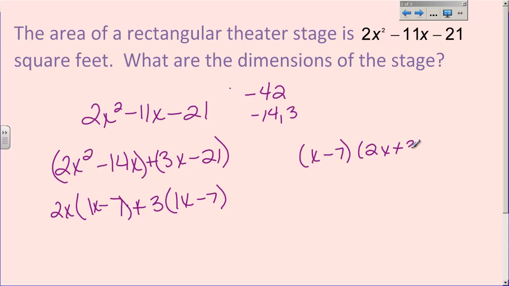Now, without actually seeing the picture or giving more information, I don't know which of these is the length and which one's the width, but I do know that the dimensions of this stage are x minus 7 and 2x plus 3. So if I were to draw the stage, this side would be x minus 7 feet, this side would be 2x plus 3 feet. And so those are the dimensions. If it gives you a polynomial and says what are the dimensions of the rectangle or square or whatever, they're just asking you to factor. The two factors are the dimensions. Let's do another one.